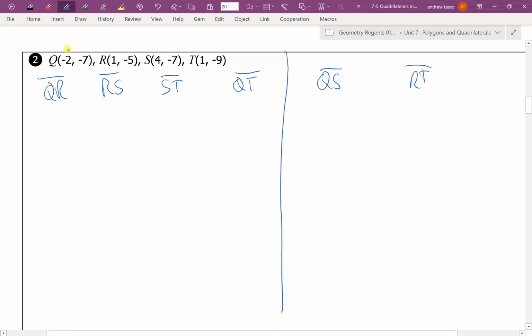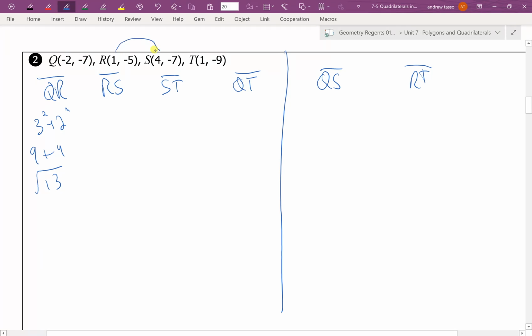So, change in x squared. So the change in x goes up by 3 squared. The change in y goes up by 2 squared. So that's 9 and 4, which is 13. Don't forget the square root.